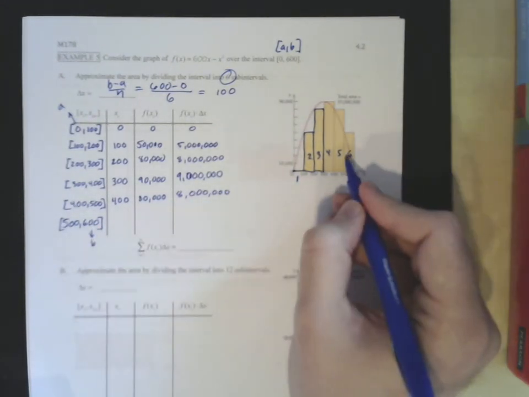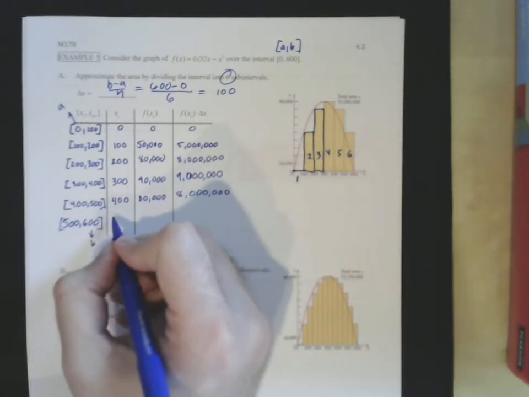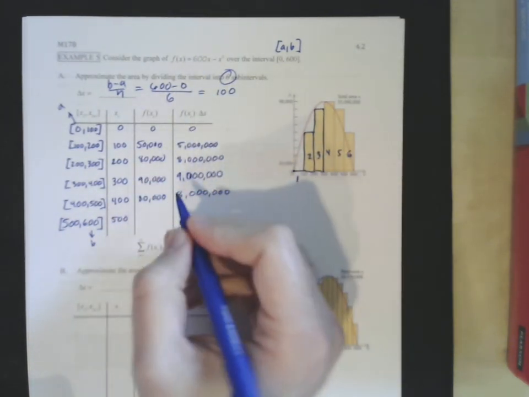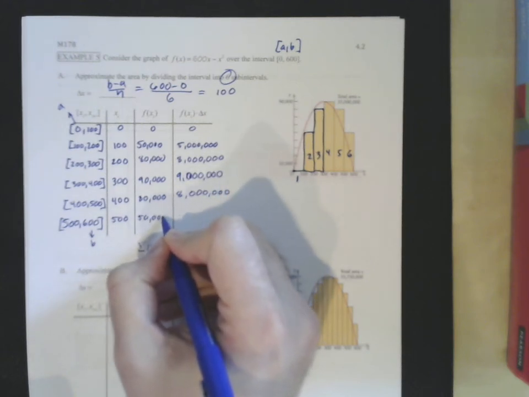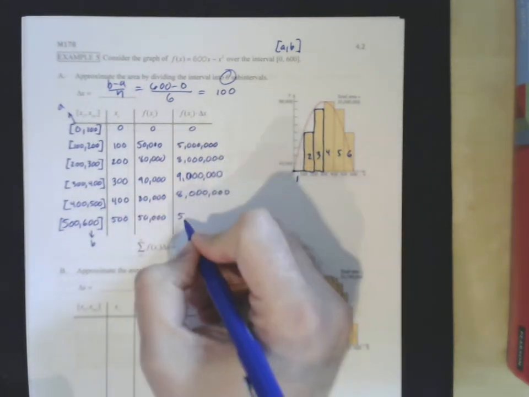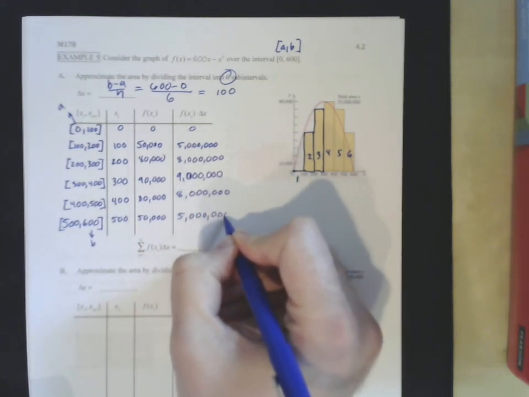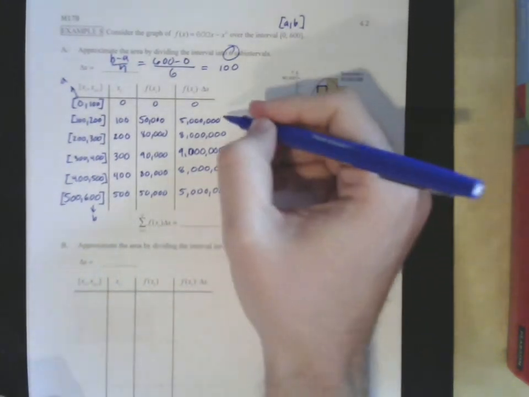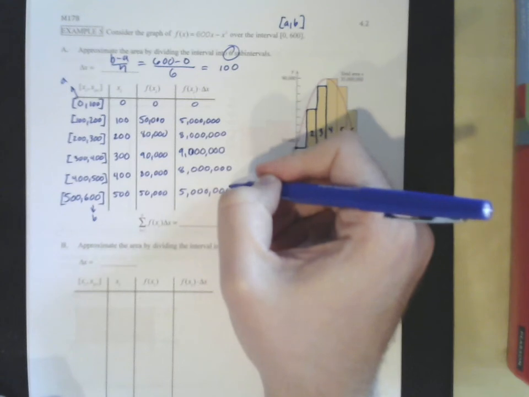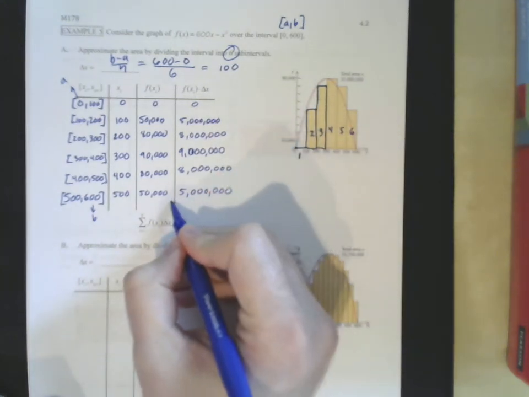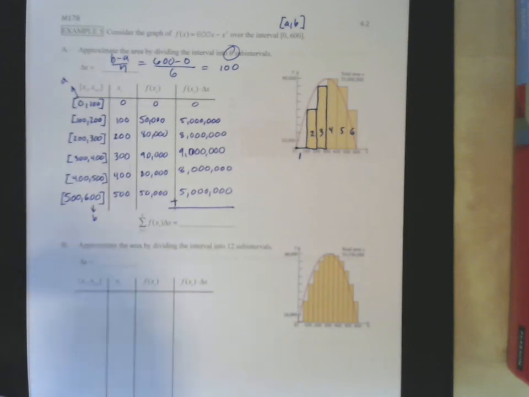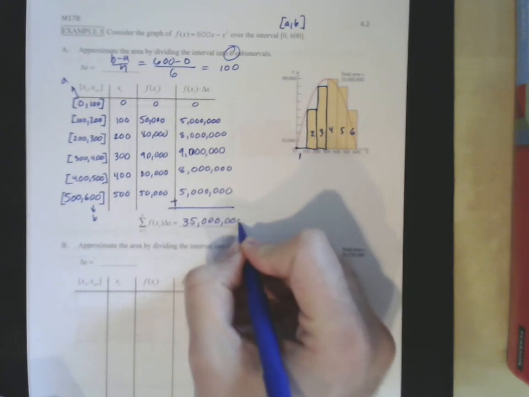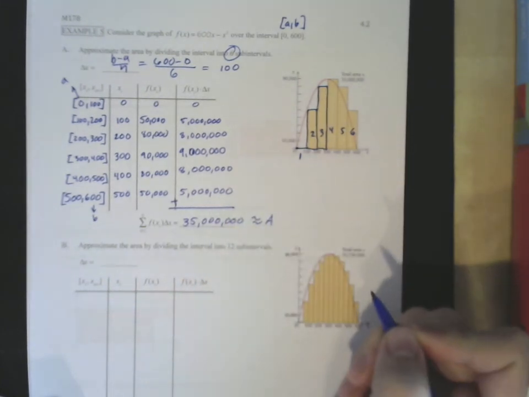And then 500 to 600 is rectangle 6. Our x value is 500. Plugging 500 into the function or using the graph, we get 50,000 again. Times delta x, 100, is 5 million. And then the reason we've done this is because our summation is just adding this plus this plus this plus this plus this plus this. You just add them all the way up. So it's like one big addition problem here. And the answer is 35 million. And this is approximately our area.